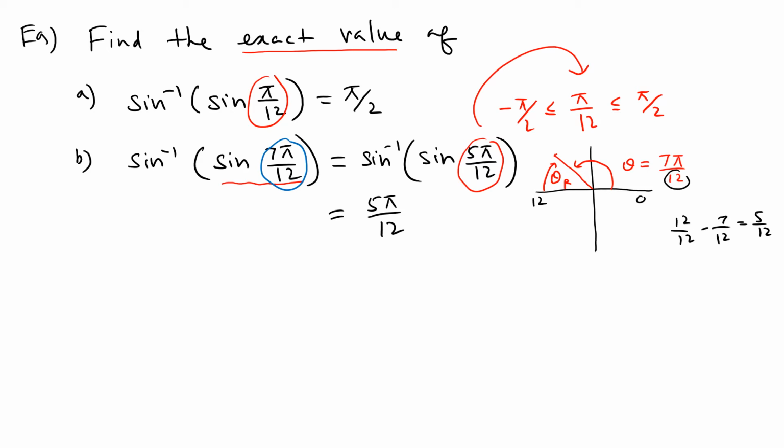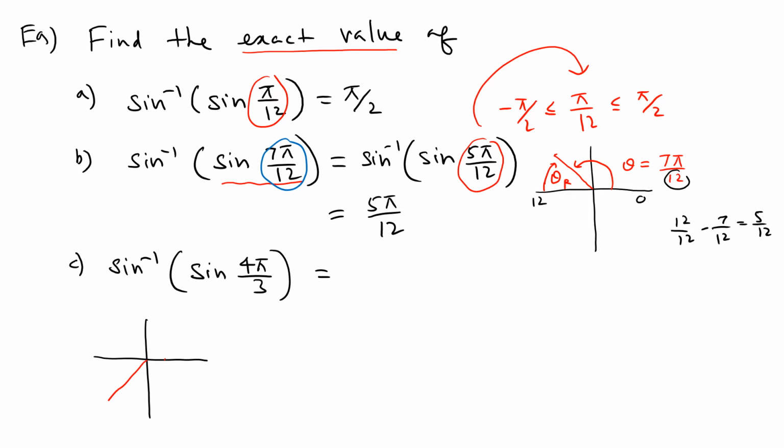Okay, good. Let's try another one. How about this? Let's say part C: sine inverse sine of 4 pi over 3. If you look at this angle, you can see that it is in the third quadrant.